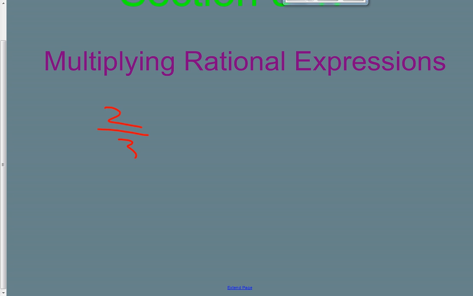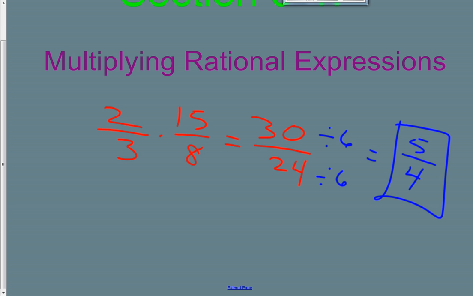If we were to take the number 2/3 multiplied by 15/8, for example, it's a fraction times a fraction. You multiply the numerators by each other, you get 30, and you multiply the denominators by each other, and you get 24. And then at the end, if you can reduce, make sure you do that. This one we could divide both top and bottom by 6, so we get the answer 5/4. 5/4 is our answer. We circle that, we move on to the next one.